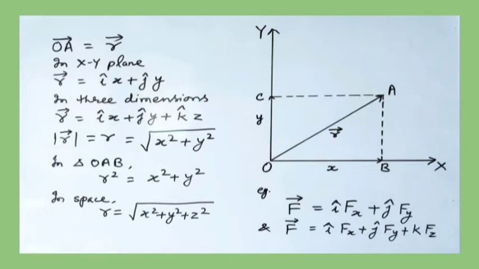So, we can resolve any vector into its mutually perpendicular components, like force, given by vector F, is equal to i Fx plus j Fy in 2 dimensions, and it is i Fx plus j Fy plus k Fz in 3 dimensions. And we can calculate the magnitude of the vector if the magnitudes of its components are known. This will be clearer by solving a simple problem.